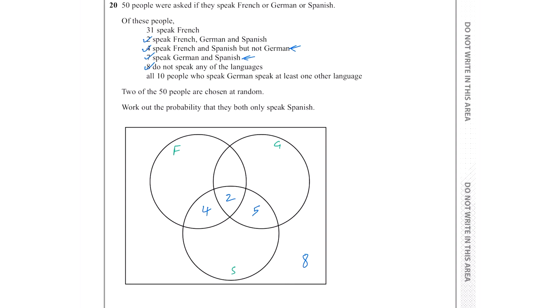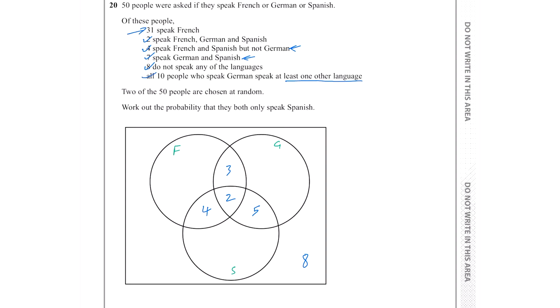And then it says all 10 people who speak German speak at least one other language. So the German circle is the top right one. It's already got 5 plus 2, which is 7. So that leaves us with 3 people, and that must go in here because it says they speak at least one other language. There's no one that speaks only German. So we can tick that off.